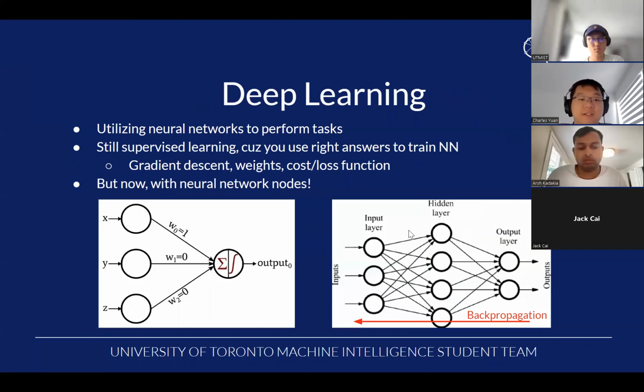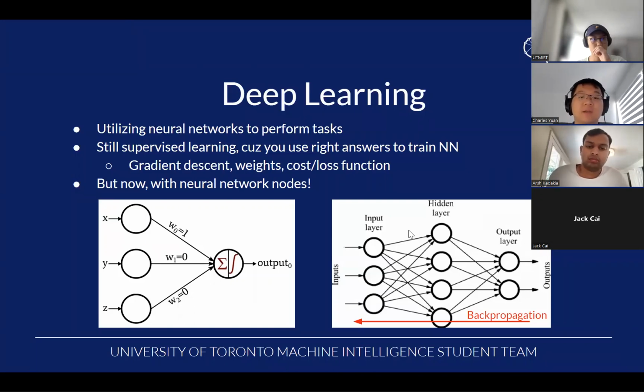Okay, so now for the good stuff. Deep learning, as I mentioned before, is a subset of machine learning, or more specifically, supervised learning, because it still uses labeled data for training. The difference between deep learning and supervised learning is that deep learning leverages the power of neural networks to perform more complex tasks than a simple model like a regressor can.